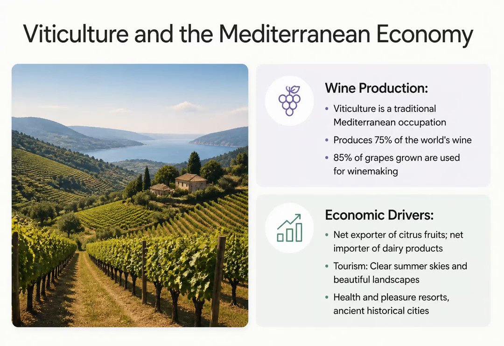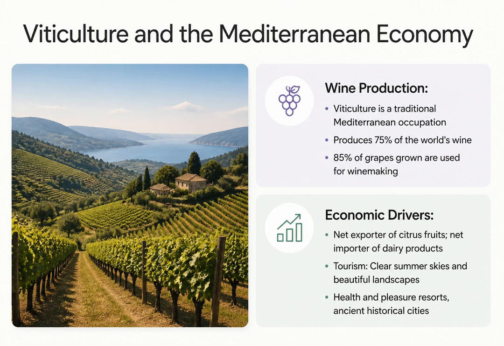Finally, we cannot discuss the Mediterranean without mentioning viticulture, or grape cultivation. This is a deeply traditional occupation here, with these regions producing 3/4 of the entire world's wine supply. In fact, 85% of all grapes grown in these climates are destined for winemaking.